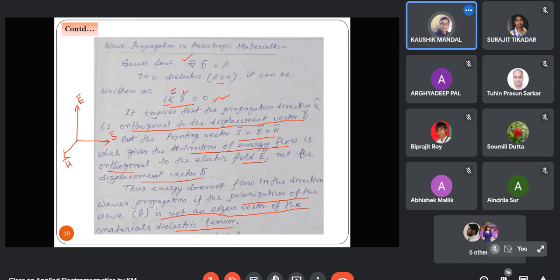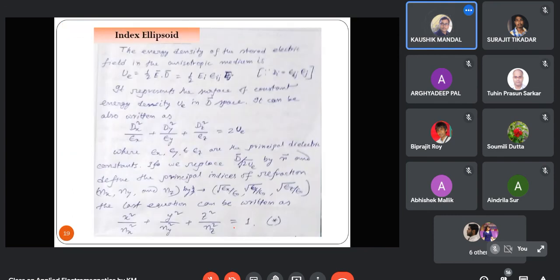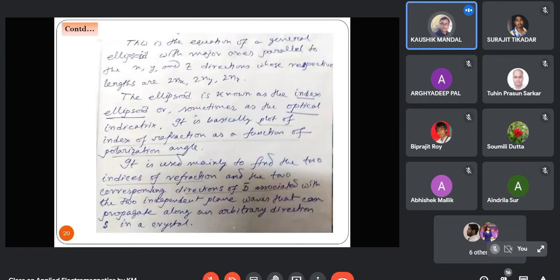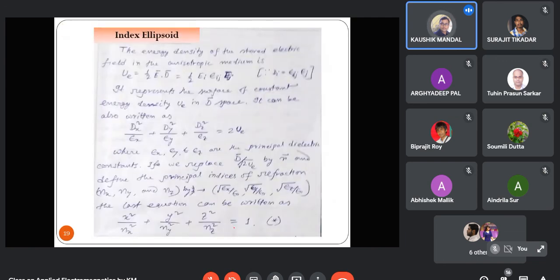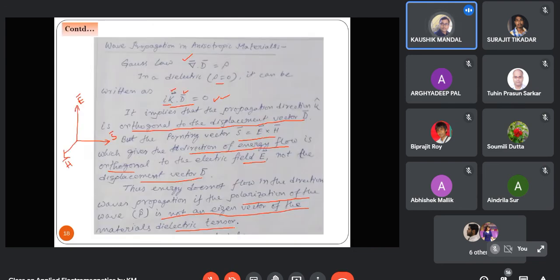Now, depending on this discussion, in the next class, we will discuss the index ellipsoid and different types of optical phenomena that are exhibited by anisotropic materials. So that's all. The rest of the part I will discuss in the next class, not today.